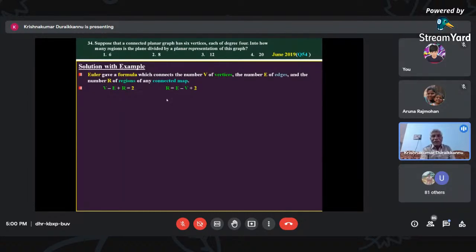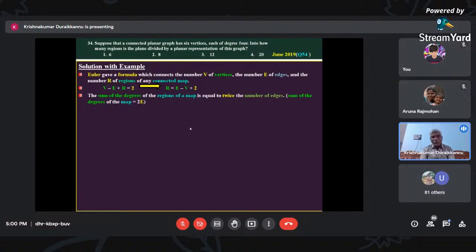So we are going to find out the number of regions R. So R equals E minus V plus 2. The given formula is rewritten.